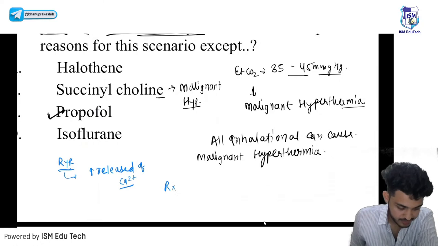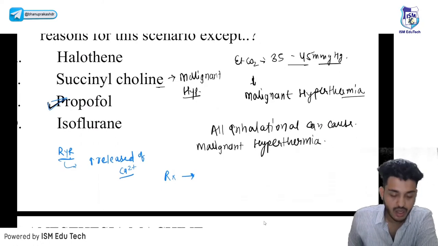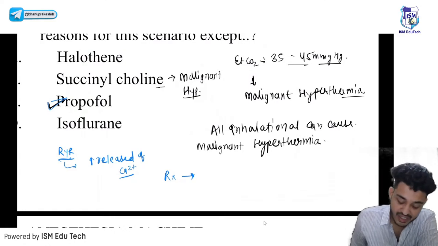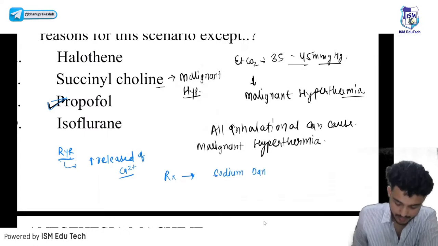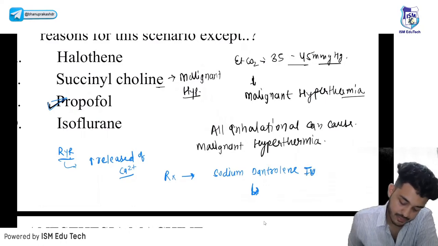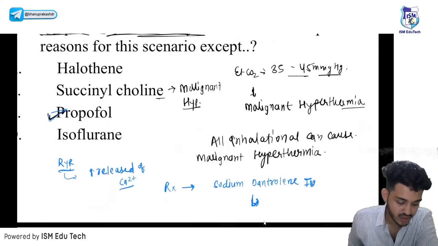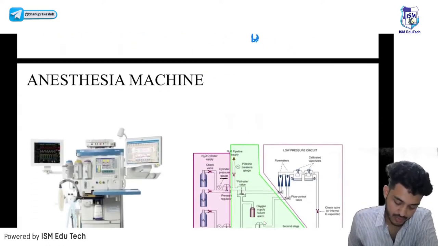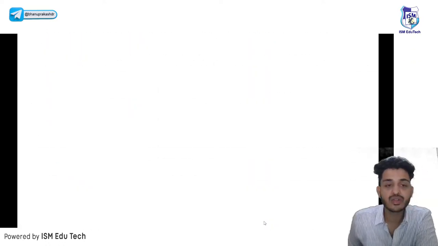Okay, how do we treat it? What is the treatment? The answer will be propofol. Propofol is safe. Okay, how do we treat it, guys? We treat it with the help of a drug known as sodium dantrolene. Sodium dantrolene is a drug that we are using IV. So this is about malignant hyperthermia.